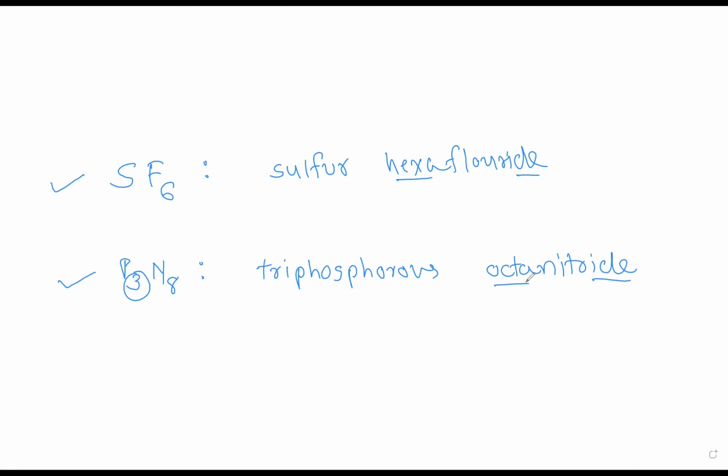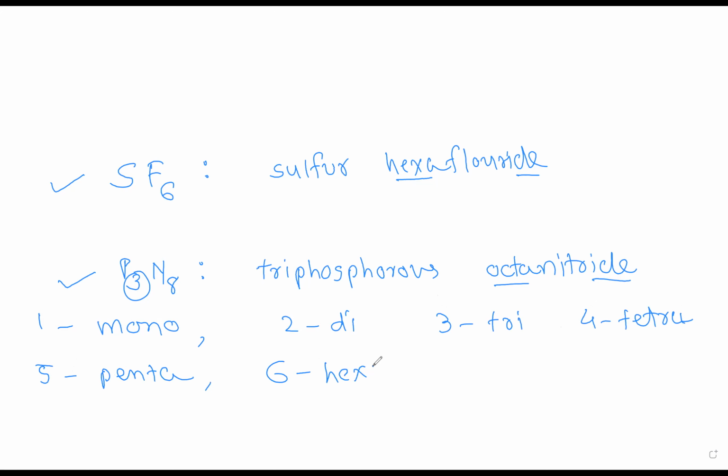Right? So all I'm going to do is rewrite those. 1 is mono, 2 we call di, 3 we call tri, 4 we call tetra, 5 we call penta, 6 we call hexa, 7 we call hepta, 8 we call octa, 9 we call nona, and 10 we call deca.